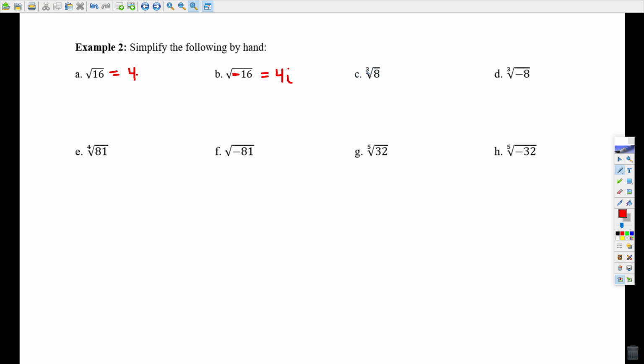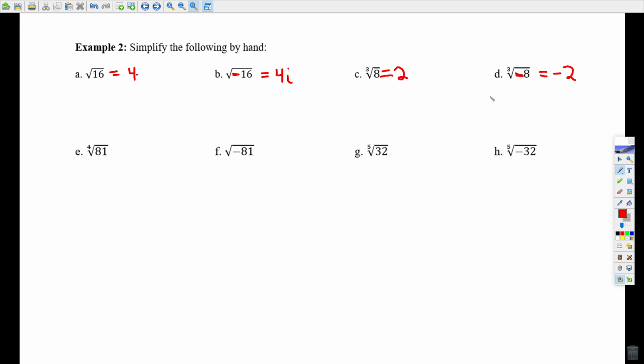Okay, let's go to the next root. Third root of 8. It's on your table. That's the number 2. But if you put a negative in there, which you could probably do in your calculator if you want to, the difference being, what number times itself 3 times gives you negative 8? This is going to be a negative 2.